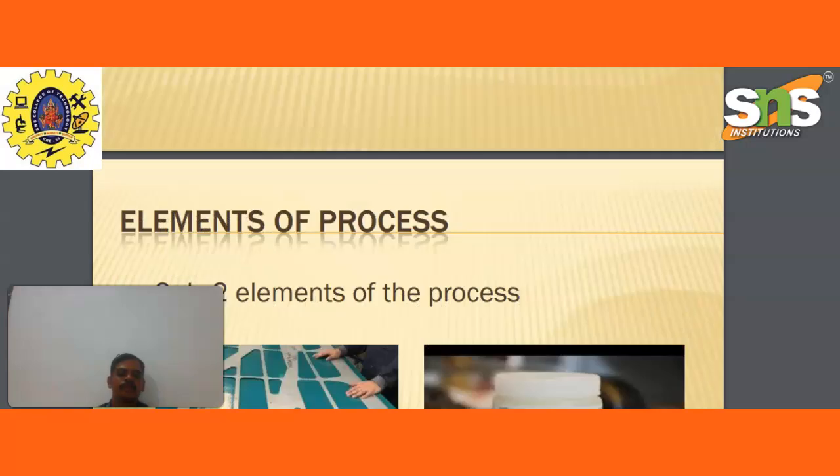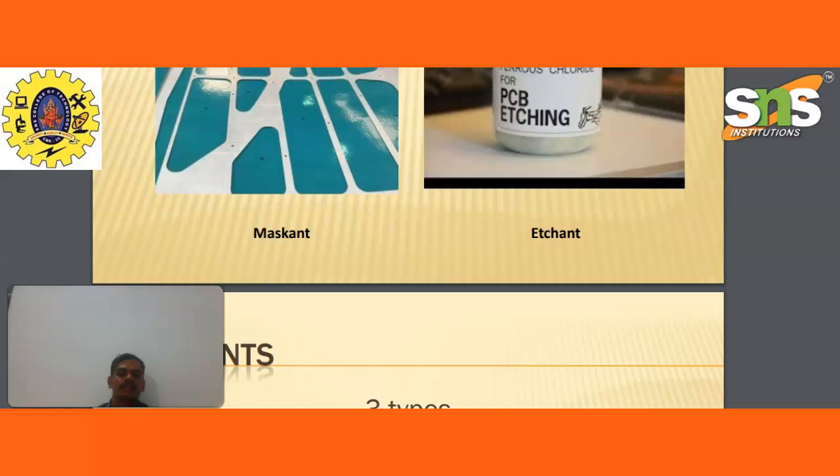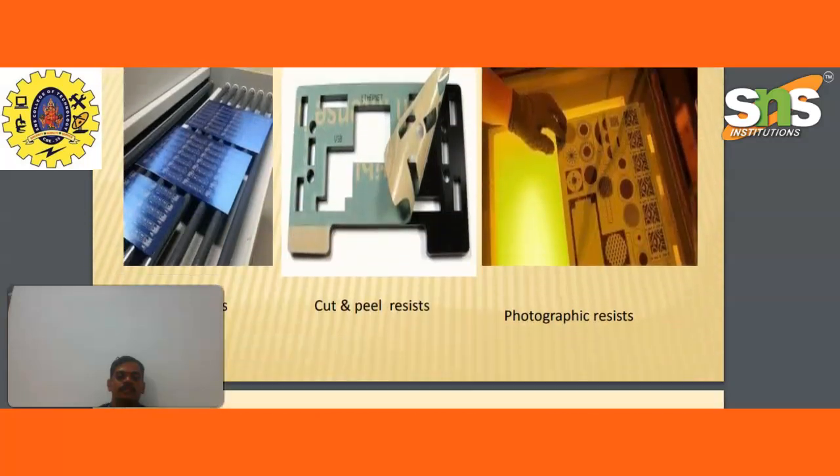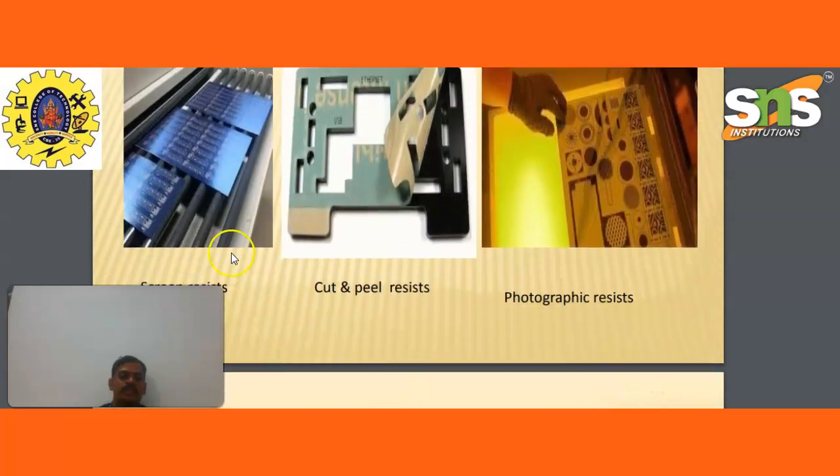There are only two elements in the process. The first one is a maskant, the second one is an etchant. Maskant has three types. The first one is a screen resist, the second one is a cut and peel resist, the third one is a photographic resist. These are the three types.